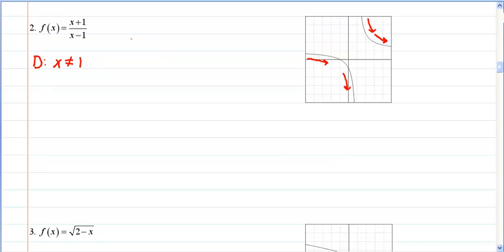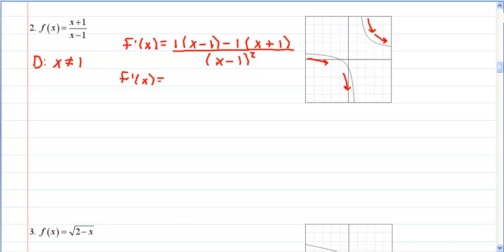But to show this algebraically, I want to find the first derivative, and this derivative involves the quotient rule. Starting with the derivative of the numerator, which is just 1, times x minus 1, and then minus the derivative of the denominator times the numerator, over the denominator squared. And simplifying, we have x minus 1 minus x minus 1 over x minus 1 squared. The x's cancel, and f prime of x is equal to negative 2 over x minus 1 squared.